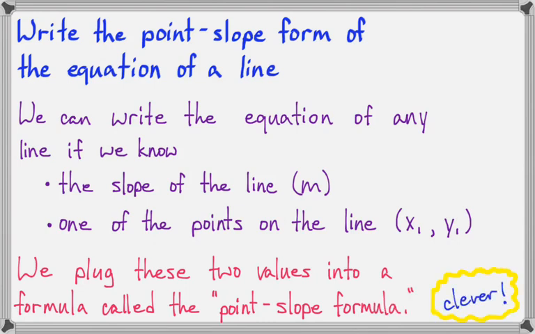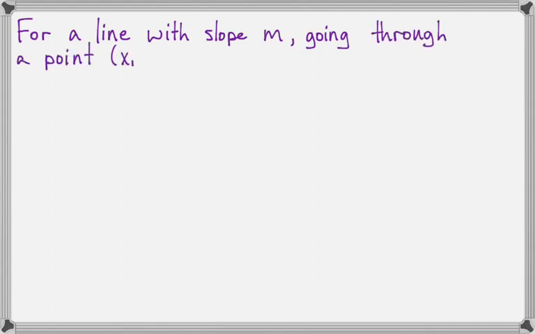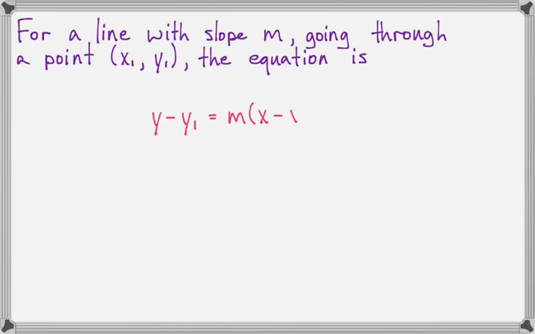Clever, huh? And the reason it's called point-slope, I'm sure you can guess, is because it uses a point and the slope. So, for a line with slope m that goes through a point x1, y1, here is the point-slope formula. The equation of the line will be y minus y1 equals m times x minus x1.